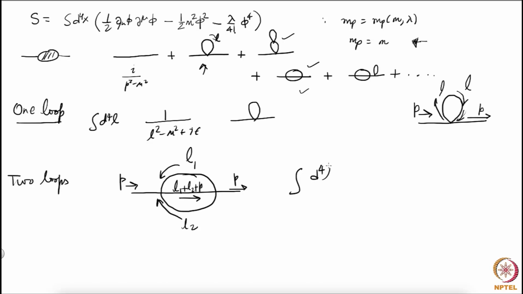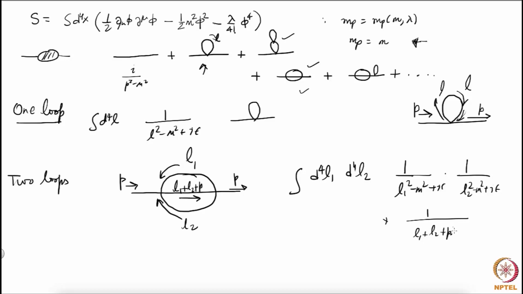So d4L1, d4L2, and then you have all these propagators. 1 over L1 square minus m square plus i epsilon, and then you have 1 over L2 square minus m square plus i epsilon. Then you have 1 over L1 plus L2 plus P square minus m square plus i epsilon. Okay, I'm not being careful with the overall factors. I'm just writing the important parts.